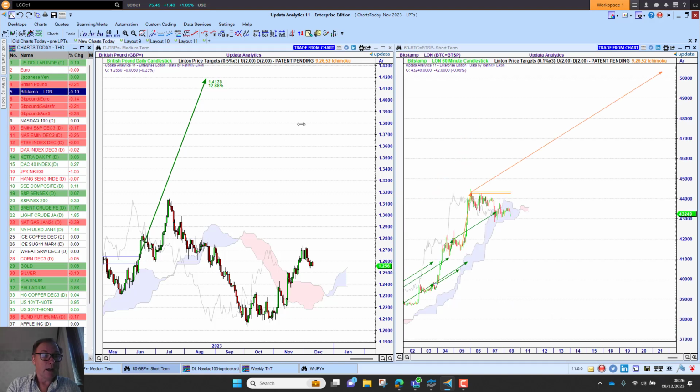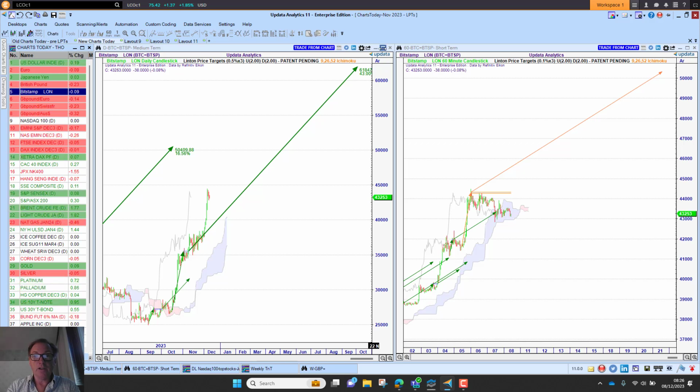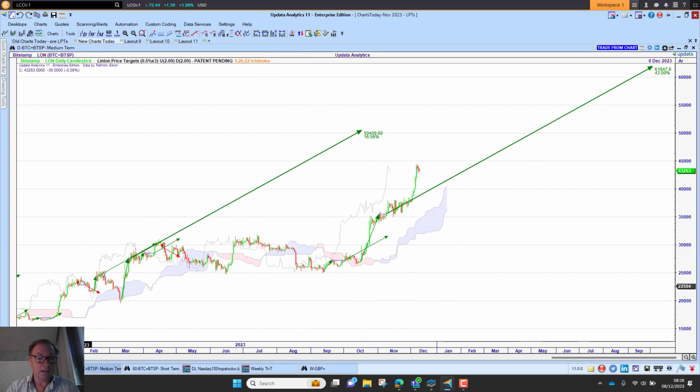So looking at Bitcoin, that's been a really interesting story this week. Again, we've surged higher. If we look at the medium-term daily chart, we see here in February, March, we had a target given to 50,000. We've nudged 45,000 this week. New upside target given to 62,000. And again, that's projected to happen around October next year.